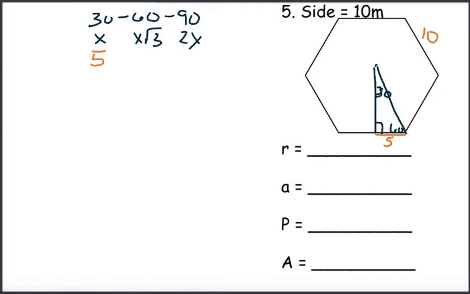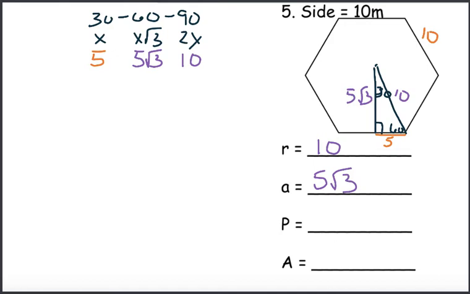So I'm going to label that in my table here. And that means that the 60 will be 5 root 3 and that the 90 will be double the 5, which is 10. So I can label now across from the 90 is a 10 and across from the 60 is a 5 root 3. And let's fill in what we have so far. The radius is 10. The apothem is 5 root 3.